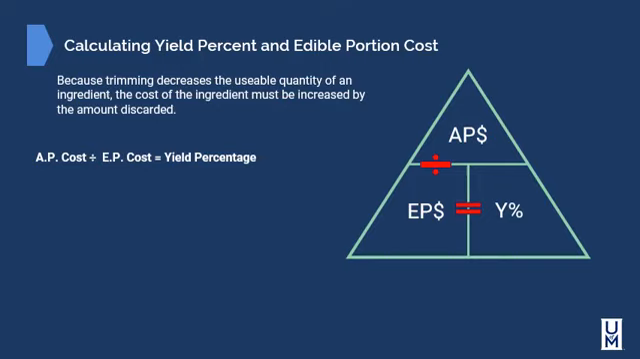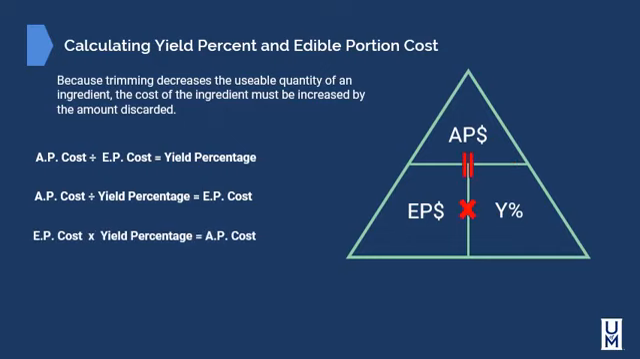AP cost divided by EP cost equals yield percent. This is an example of a yield test. AP cost divided by yield percent equals EP cost. EP cost times yield percent equals AP cost.